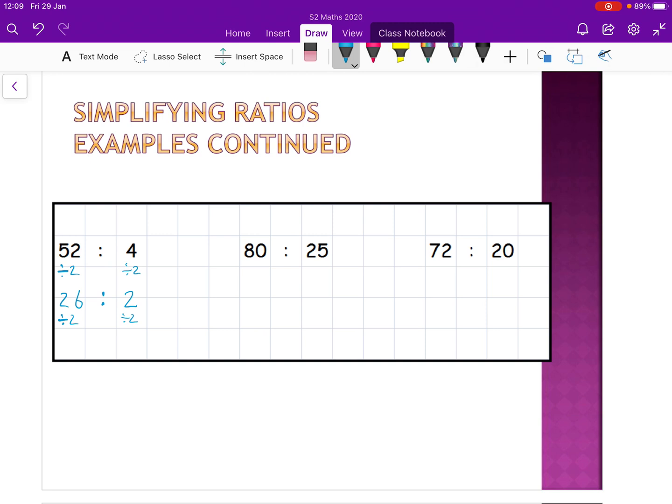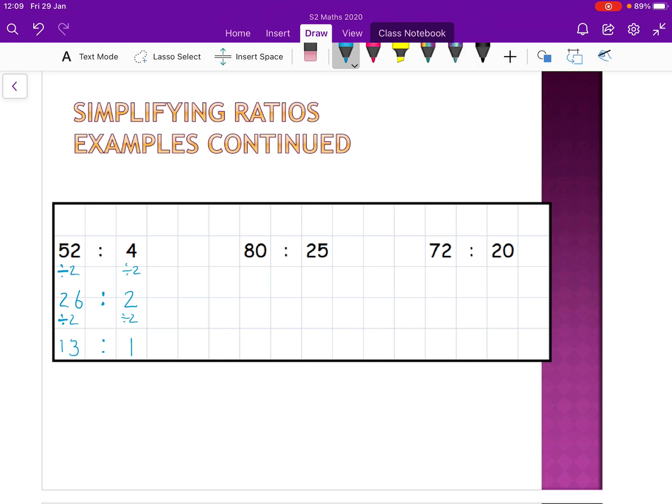Half of 26, well, half of 20 would be 10. Half of 6 would be 3. Add it together, you get 13. And then half of 2, so 2 divided by 2 is 1. So now I'm finished. Okay, there's not a times table that's got both 1 and 13 as an answer.